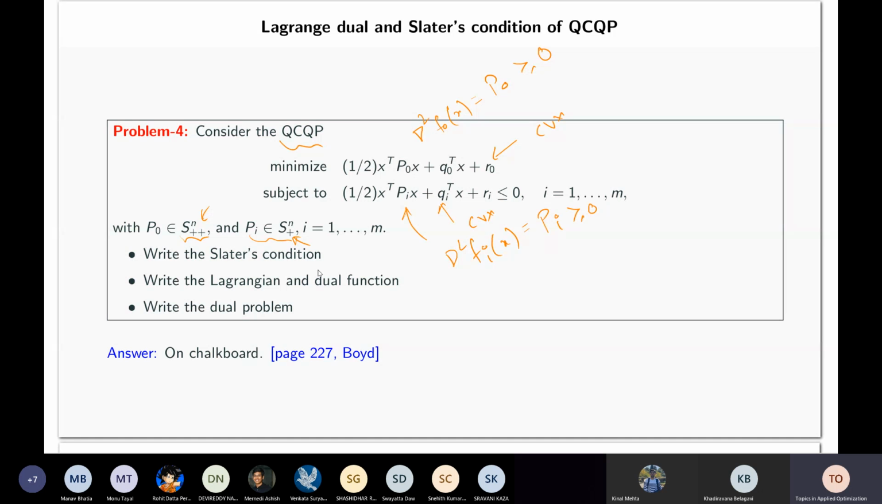So write the Slater condition. What is the Slater condition in this case? Well, we have to go for the inequalities here. We have to look for the inequality and then make it strict. So we have to make this inequality strict.